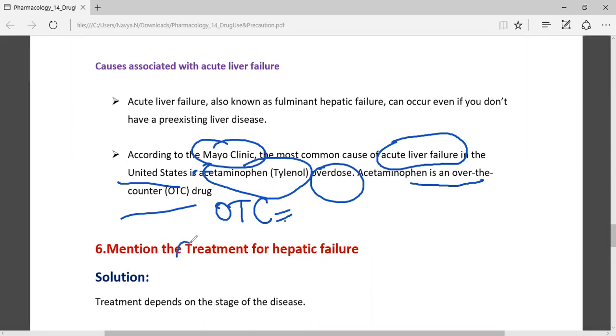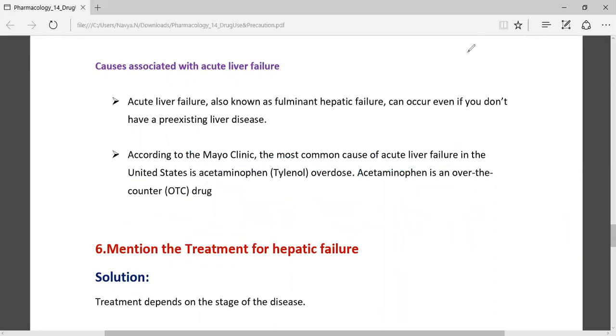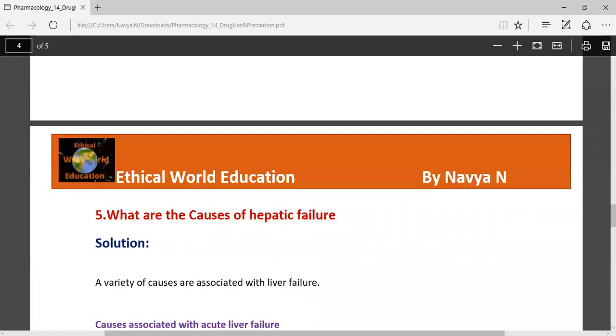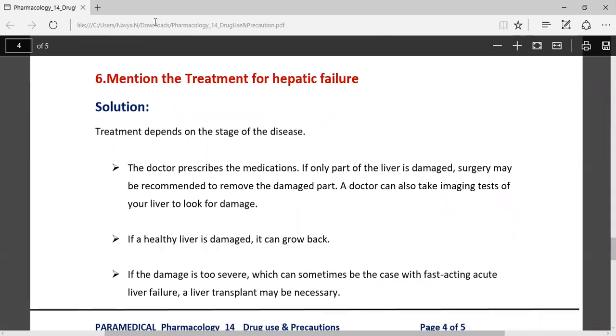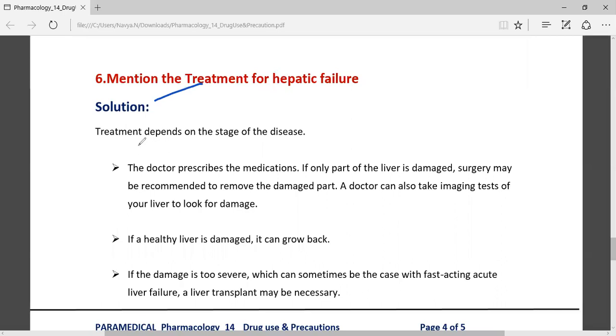So now let us know the treatment for this hepatic failure, because this might occur as acute or chronic liver failure. The treatment depends on the stage, because all patients are not in the same stage. One patient may be suffering in the second week, another in the fourth week. So the same dosage cannot be given to every patient. That would be completely wrong.